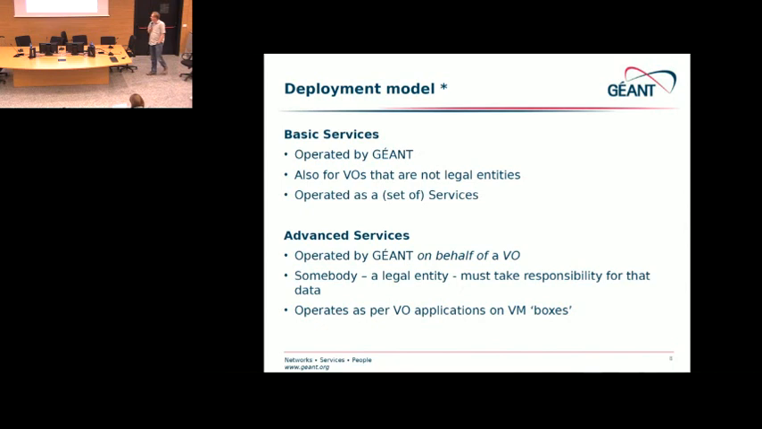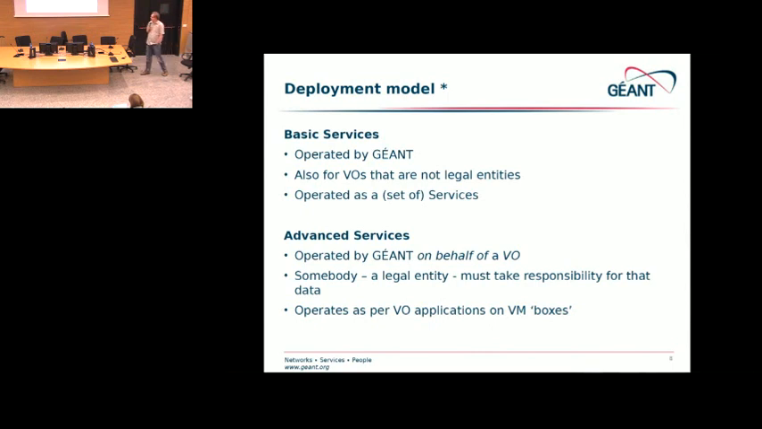We will then also run a number of advanced services. These will be operated by GÉANT, but they will be operated on behalf of the VO. In that scenario, somebody, a legal entity, must take responsibility for the data. But on the flip side, this allows the VO to actually have way more liberties in regard to what kind of data they want to store there and what kind of stuff they want to do there. So GÉANT is basically just operating as a technical operator and no longer as the actual owner of the data.